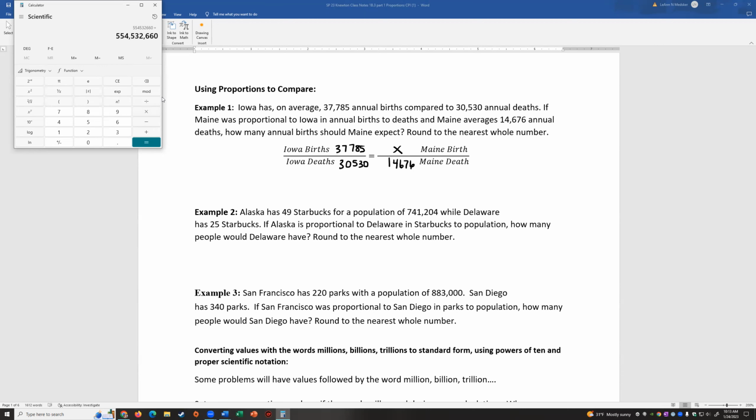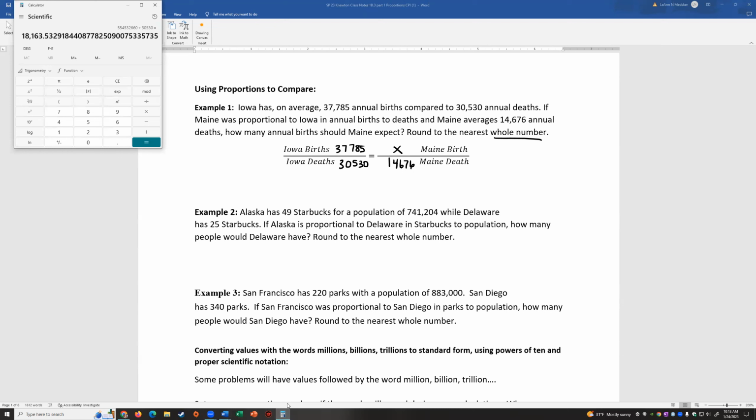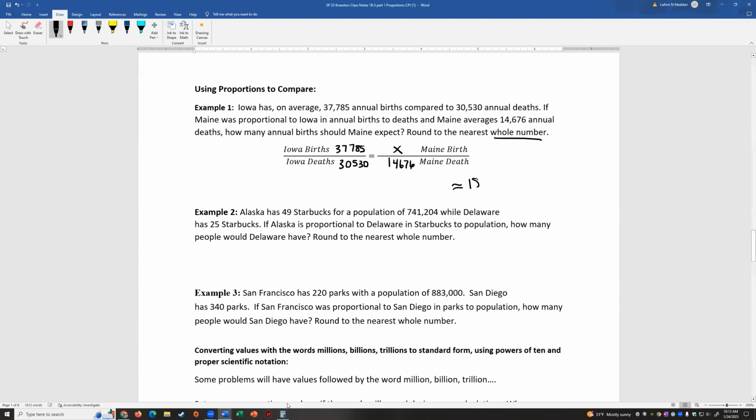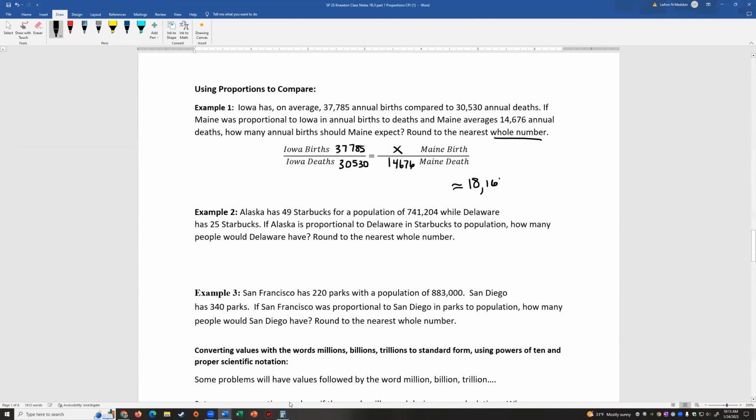We're going to divide by the 30,530. And we're rounding to the nearest whole. So if Maine is still proportional to Iowa in terms of this ratio, they should expect 18,164 because the 0.5 would bump that up to the nearest whole. So that would be births in Maine.